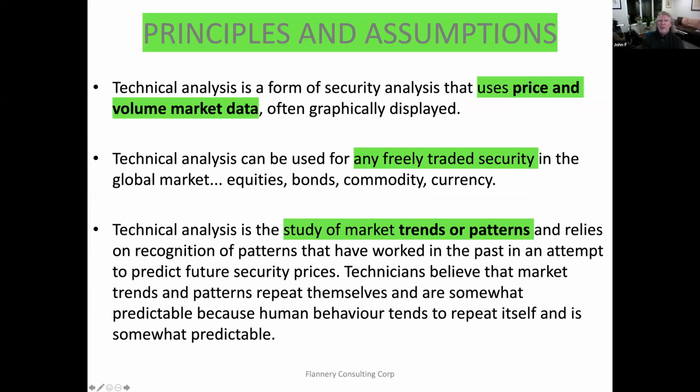Technical analysis, the principles and assumptions that go along with what it is. It uses price and volume market data and then graphically displays it, which I'm sure you've all seen, the graph of a share price or an index going up and down with variations over the course of the day. Technical analysis can be used for any security as long as there's enough liquidity, enough volume trading to have some sort of standardized pattern that goes along with it. And in a nutshell, it's a study of trends and patterns.